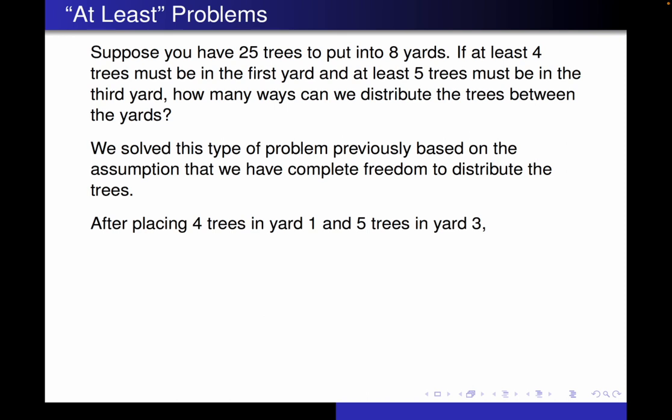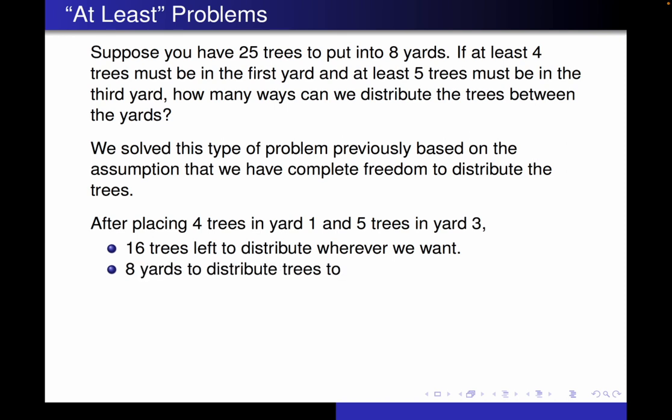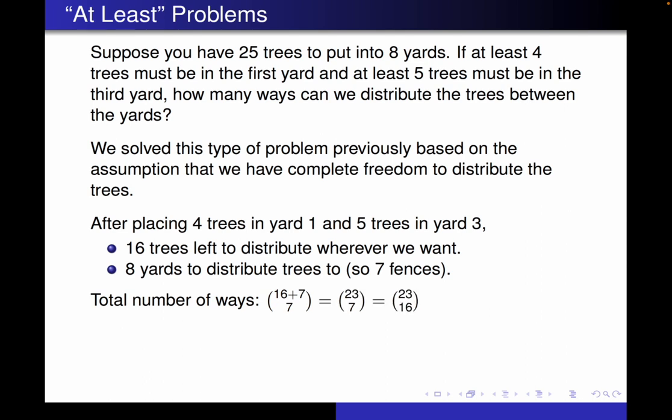So after we place our 4 trees in yard 1 and our 5 trees in yard 3, that gives us 16 trees left to distribute. And again, these trees we have complete freedom to distribute. We have 8 yards that we can distribute them to, and we have complete freedom about which yards we put them in. So that means we have 7 fences. Since we have 16 trees and 7 fences, now we know how to count the number of possibilities, right? We add up the trees and fences, that's 16 plus 7. And if we are fence people, we do that number choose 7, so we get 23 choose 7. Or if we're tree people, we do 23 choose 16.